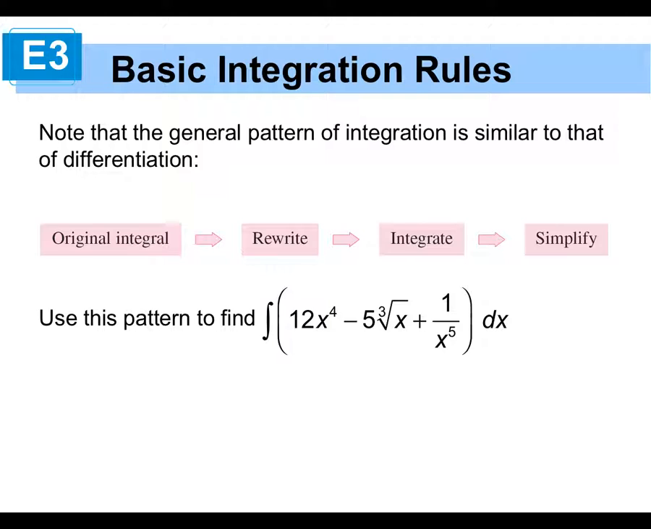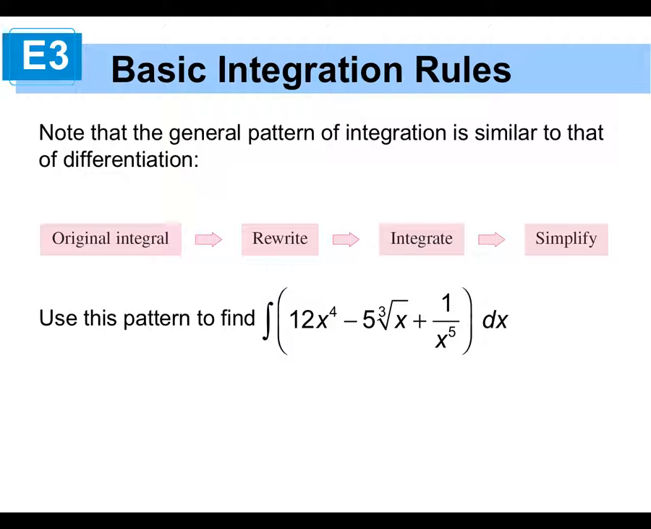Antiderivative of 12x to the fourth? 12 fifths x to the fifth. Antiderivative of negative 5x to the 1/3? 15 fourths x to the 4/3. And we talked about that one already. Okay, it's a negative exponent, so adding 1 to it would make it negative 1/4, so negative 1/4 x to the negative 4.